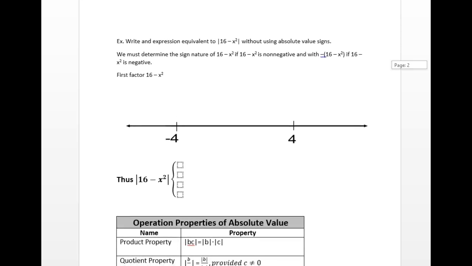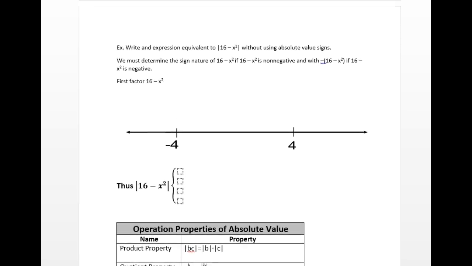Okay, so this example says we're going to do sign analysis for the absolute value of 16 minus x squared without absolute value signs. So we must determine the signs of 16 minus x squared: if 16 minus x squared is non-negative, and the negative of 16 minus x squared if 16 minus x squared is negative. That sounds complicated, but all we're doing is sign analysis, looking for where it's positive and where it's negative. That's all we're doing.